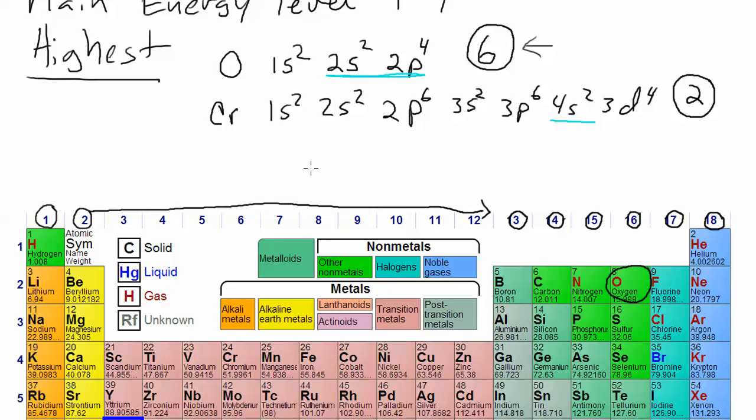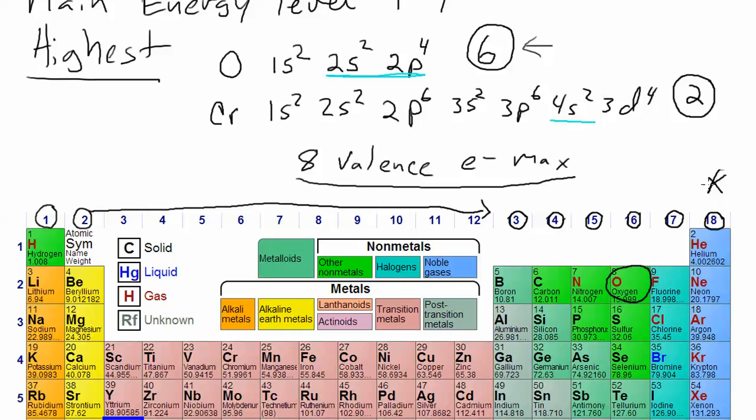The idea of there being 8 valence electrons max is pretty important, because eventually when we start talking in this class about atoms forming bonds, we're going to be talking about them trying to get the maximum number of valence electrons. So that's pretty important, that 8 is the max, and that this column in the periodic table, the noble gases, already have the maximum number of valence electrons possible.